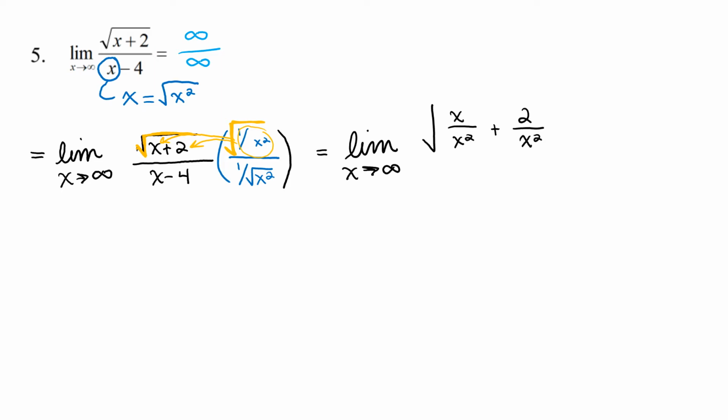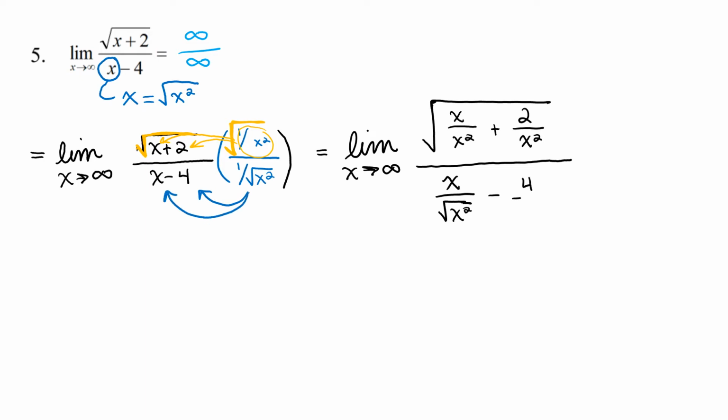which we got to do because both of our factors had that radical. In our denominator, we don't have any radicals, so we'll just have to keep this as x over the square root of x squared, minus 4 over the square root of x squared. And the square root of x squared is just x.